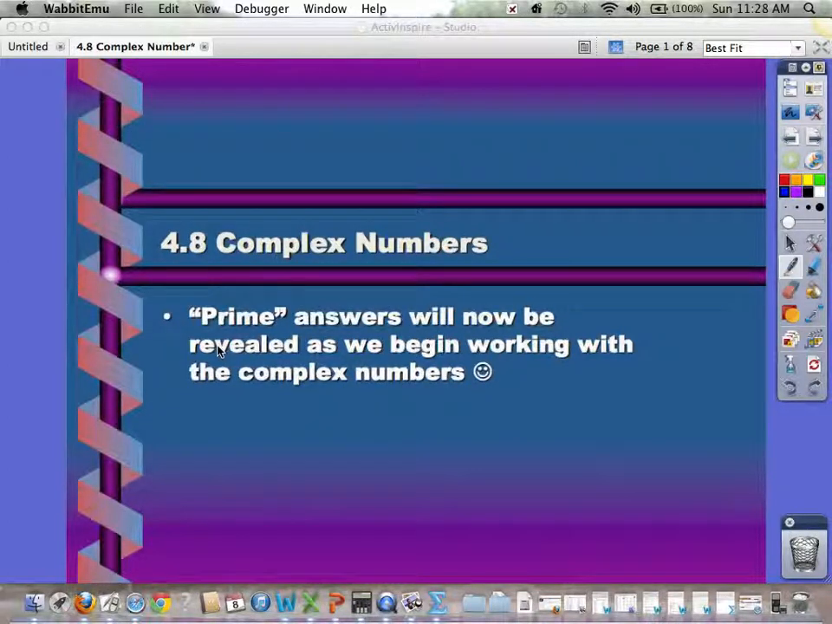4.8 complex numbers. The prime numbers, the prime answers we had before will now be revealed as we begin working with the complex numbers. I think you'll like this section. It's really easy. It's very easy to work with, and it's an important part. So let's go.